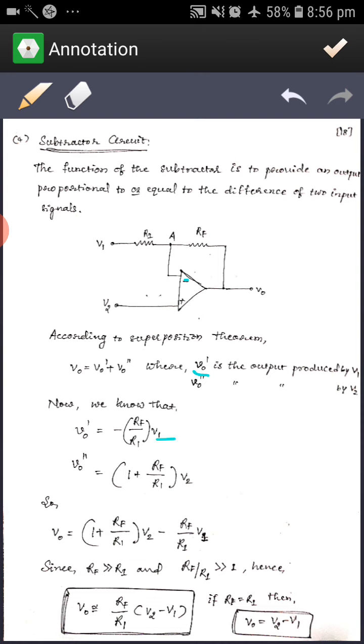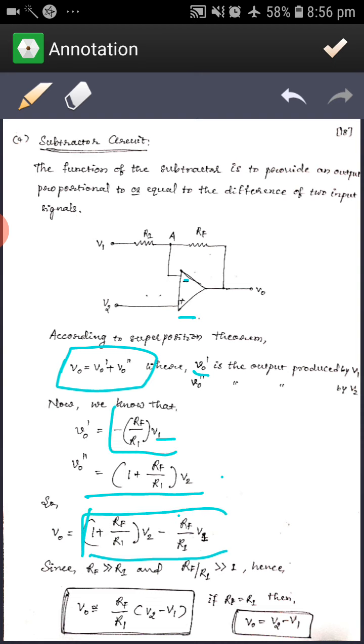So as we have seen with the inverting terminal, similarly V0 double dash, the non-inverting output, is equal to (1 plus RF by R1) into V2. With respect to this equation, V0 is equal to V0 dash plus V0 double dash. As it is the negative terminal, we get this term.